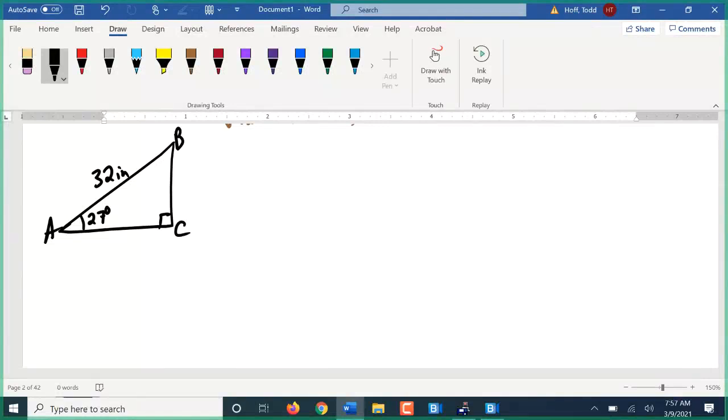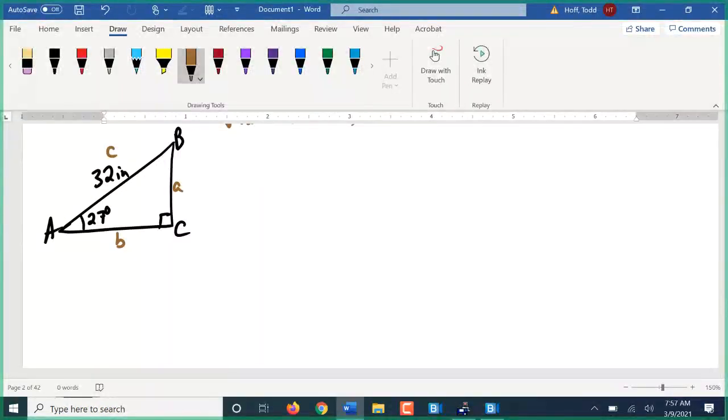Now the labeling of the sides, we label the side according to its opposite angle. So this is side little a because it's across from, or opposite, angle big A. This is side little b because it's opposite angle B. And the hypotenuse is side C.